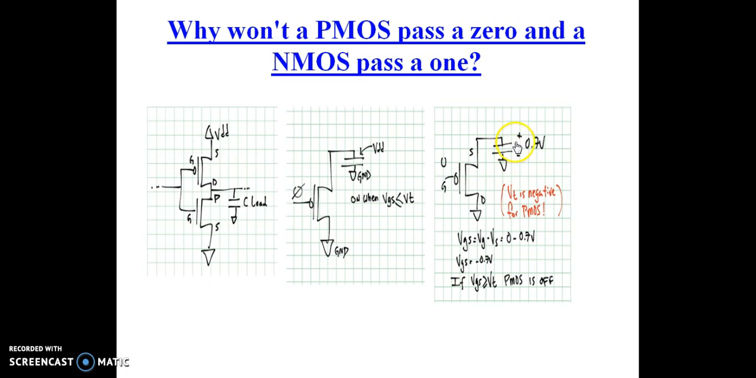Now once the voltage across the capacitor reaches 0.7, what will happen? VGS equal to VG minus VS, which is equal to minus 0.7. And once this capacitor tries to discharge further, suppose it reaches 0.6, your VGS voltage will become minus 0.6. At that point, your PMOS will turn off. And as PMOS turns off, this particular capacitor will not be able to discharge fully through the ground. And that's why we are saying that PMOS won't pass strong 0.